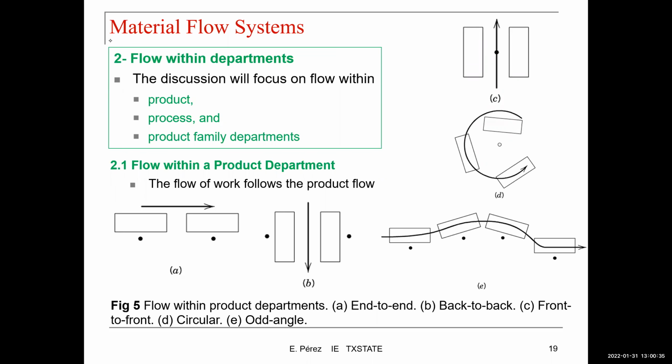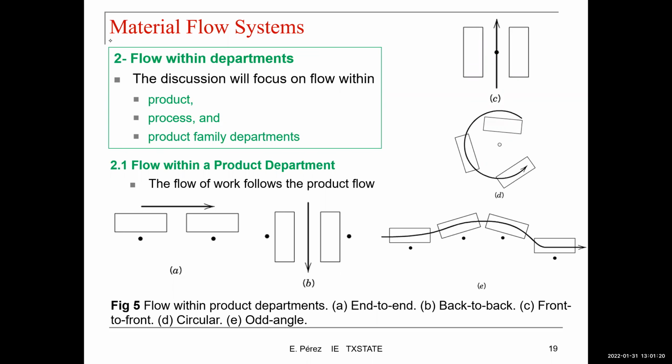So the flow of work follows the product. Here we have different layouts. We have end to end, that's A, back to back, meaning that these dots are representing the location of the operators. So you bring the product here and it is moved to the next table. In back to back, your product is moving in this direction, but it's being moved from this point to this point after it moves forward. Front to front, same idea, but now you have the operator in the middle.